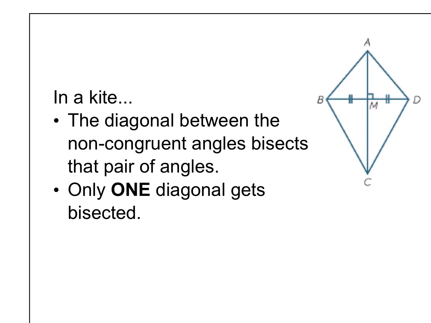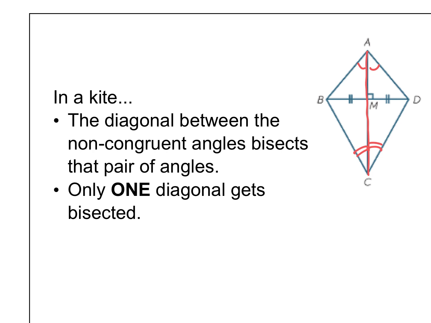Also, one pair of angles gets bisected. So this diagonal right here between A and C bisects angle A and angle C. So you can see that the diagonal between the non-congruent sides bisects that pair of angles.